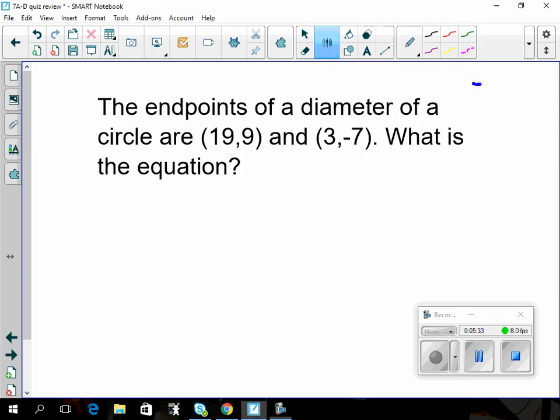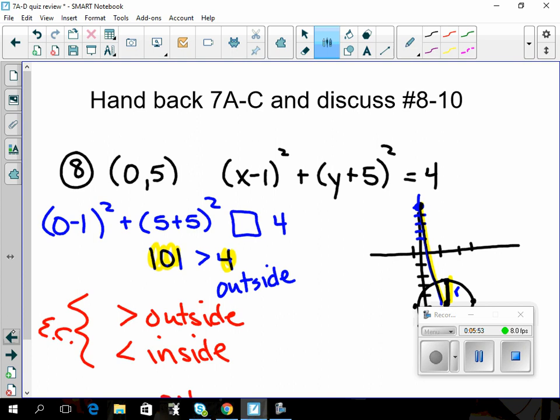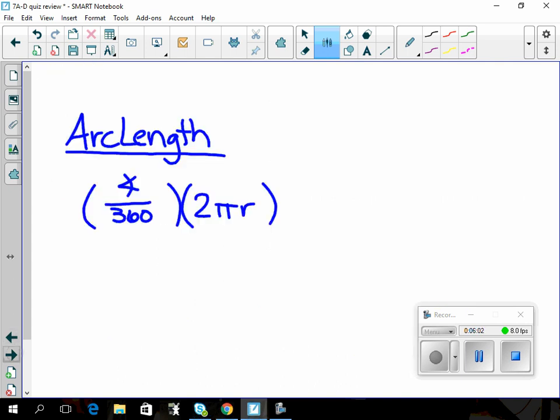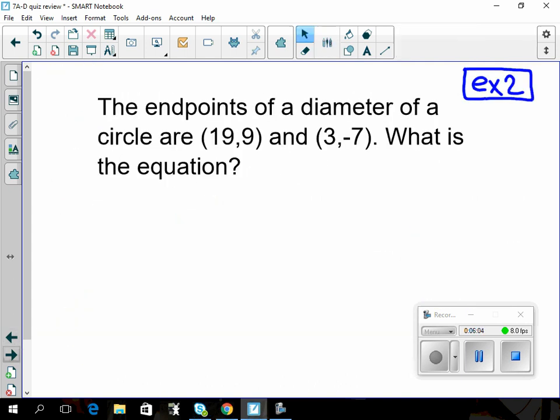We're going to look at this problem. This is going to be example 2 for our test review. And then we're going to go back and look at those 7A through C practice sheets again and try problems 6, 7, and 11. Okay? So go ahead and take your notes back out, the ones that you put the stained glass picture on. This was example 1. Let's go ahead and look at example 2 and put this problem as example 2.